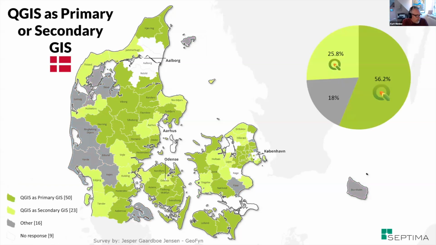So here we have a map that shows what that looks like for municipalities using QGIS as their primary or secondary GIS. So in dark green, they're using it as their primary, and lighter green as their secondary. And so you can see, yeah, 82% using QGIS in some capacity.